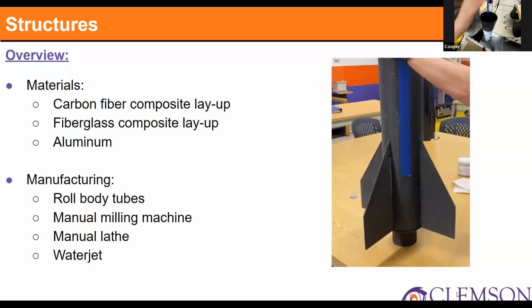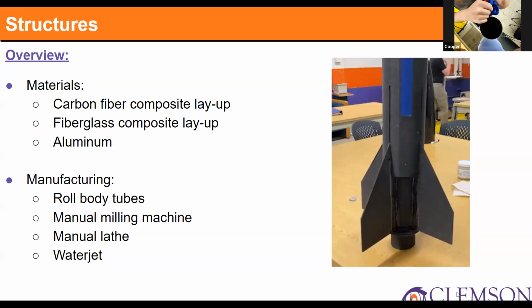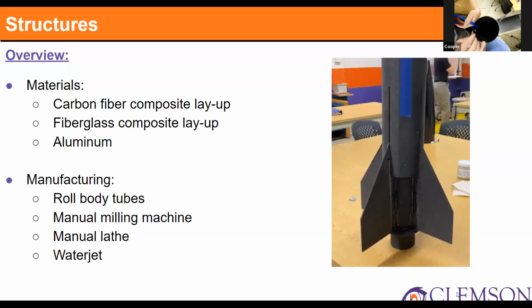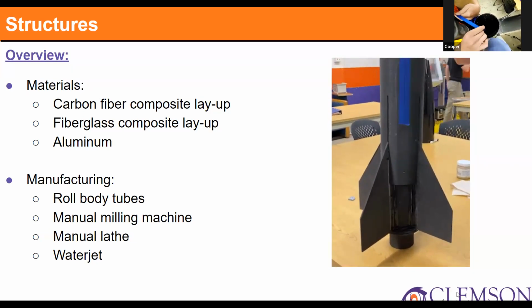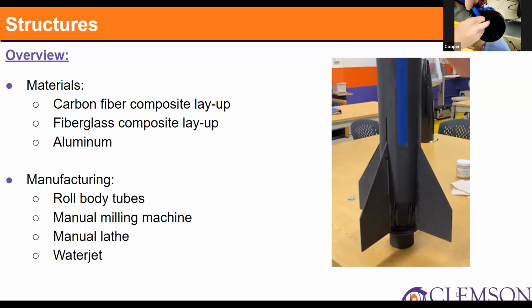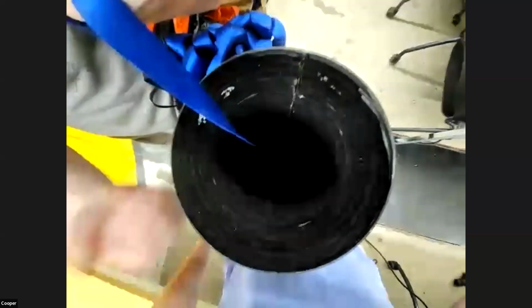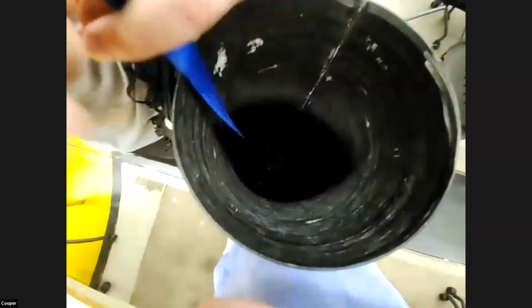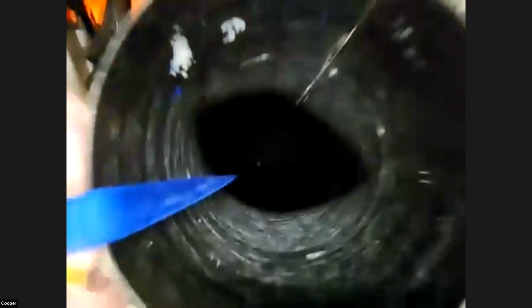Well, parachute. In here, we have our upper bulkhead, which is where the lower attachment of the parachute will be. And that upper bulkhead is also the main motor retention, where the majority of the force from the motor will be applied to the rest of the rocket.